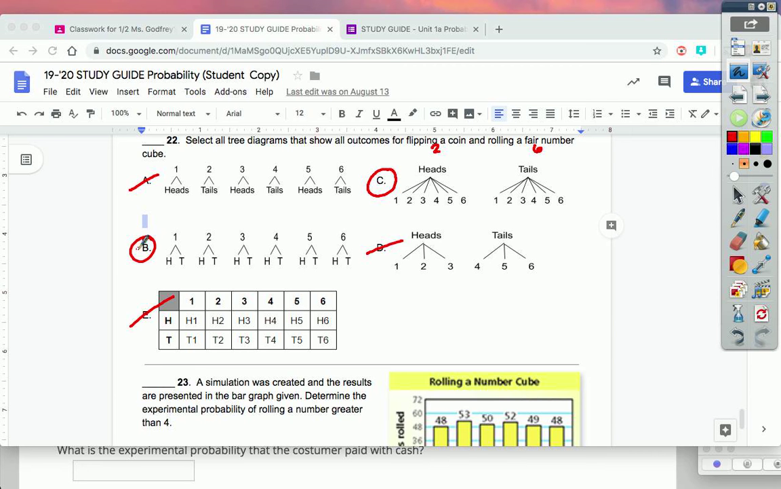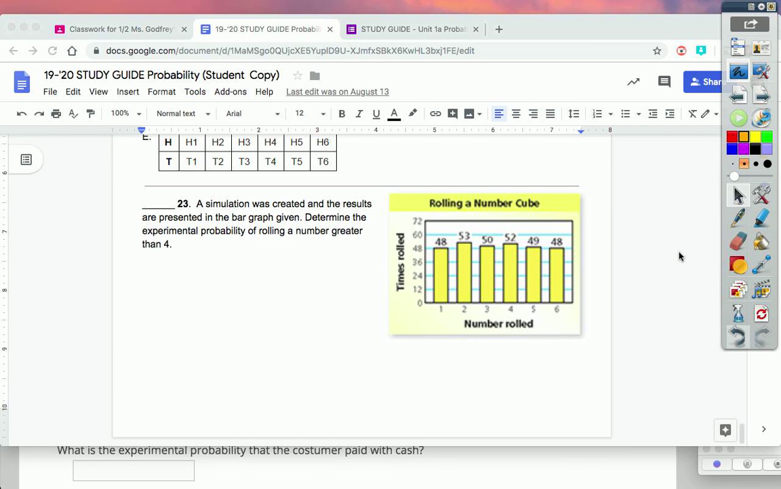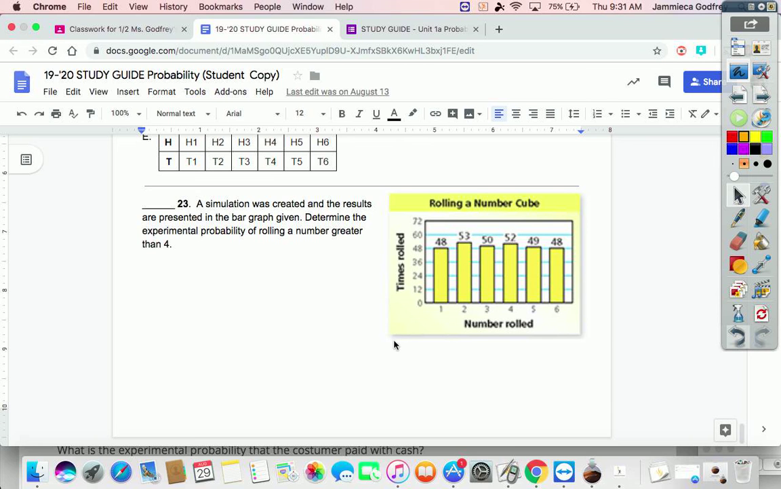Any questions here? Okay, moving along to our last one. A simulation was created and the results are presented in the bar graph given. Determine the experimental probability of rolling a number greater than 4. So here we rolled 1 48 times, 2 53 times, 3 50 times, 4 52 times, 5 49 times, and 6 48 times.